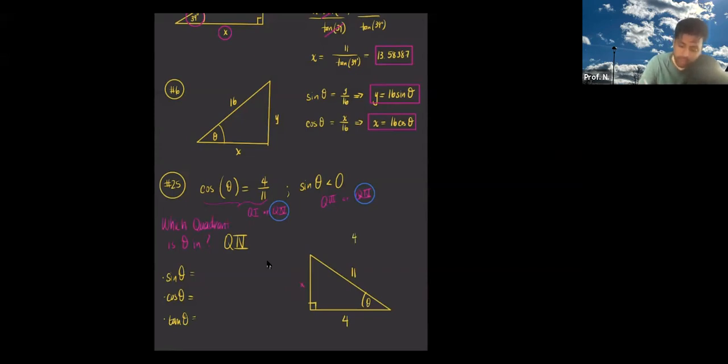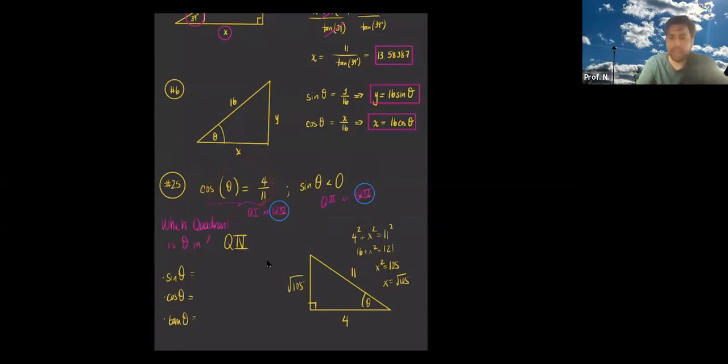So you say 4 squared plus x squared equals 11 squared. So 16 plus x squared equals 121. So x squared is equal to 121 minus 16, which is 105. So x is equal to the square root of 105. So this side here is the square root of 105. And that's the hardest part: figuring out the other side of the right triangle you constructed based upon the information they give you.